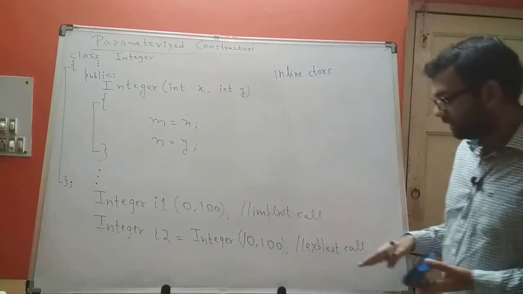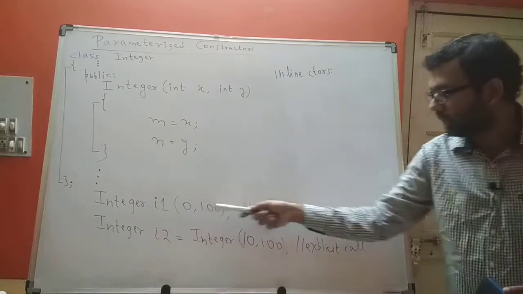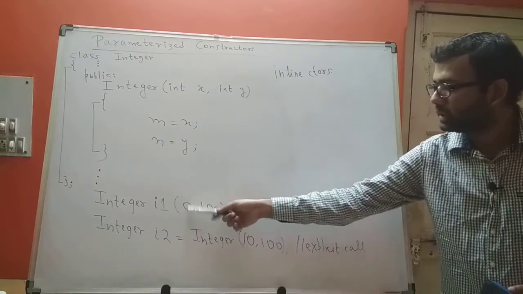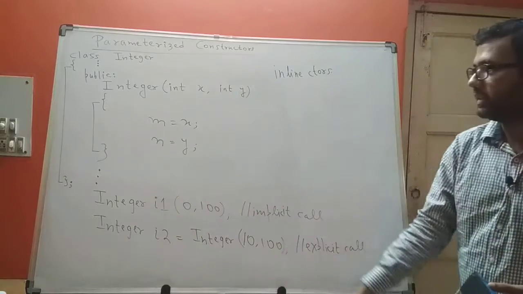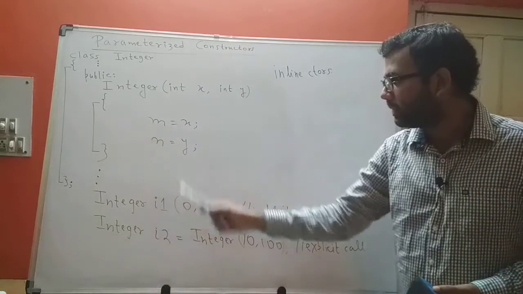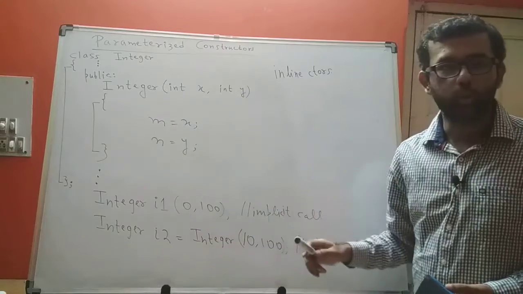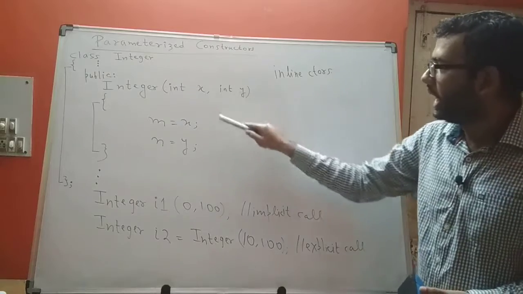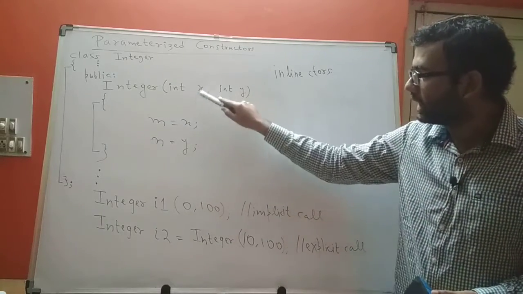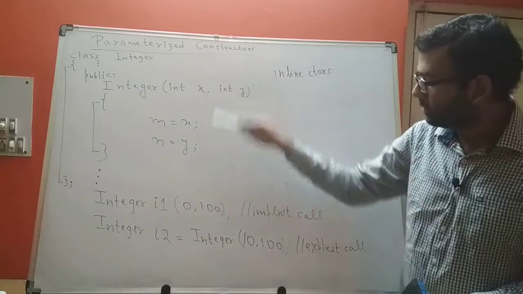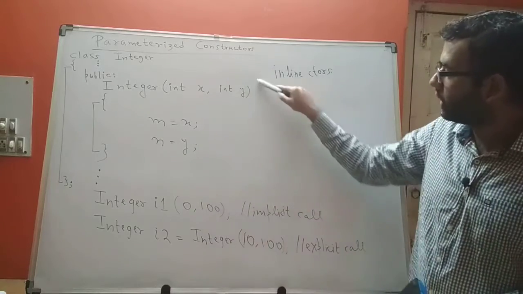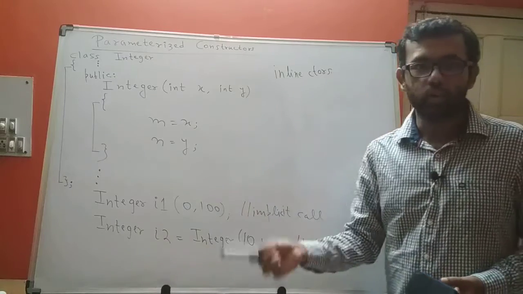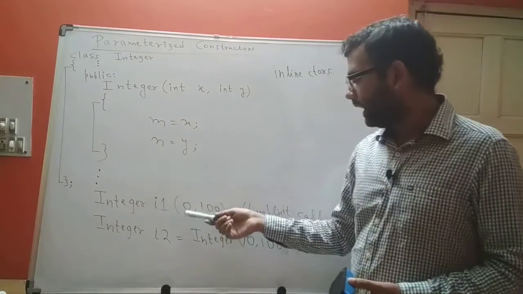Now look at the type of declarations here. See, here also I'm creating an object. The object is I1, passing values 0 and 100 to its data members M and N respectively. So my data members here are M and N. So 0 will go to M and 100 will go to N. Why? Because 0 will first be copied to X, 100 will first be copied to Y, and then M will get the value of X. That means M will get the value of 0, which is copied from here, and 100, which is copied from here, will be given to N. So I1, which has its own copy of the data members M and N, gets the values 0 and 100.